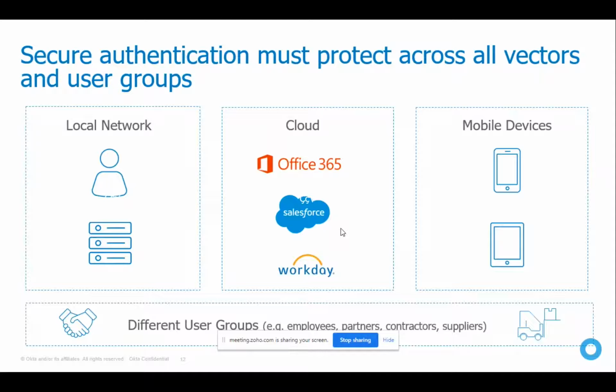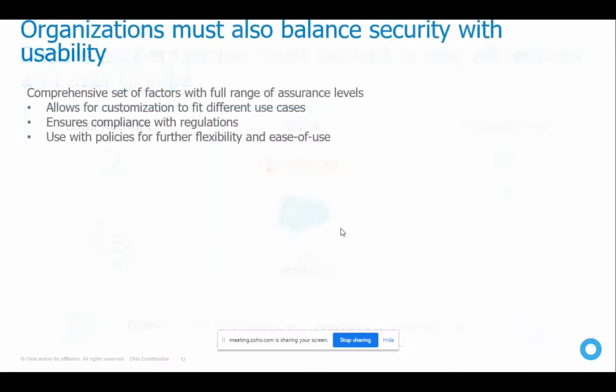So what we need is a way to securely authenticate all the users, whether internal or external, with some of the factors for multi-factor authentication. Organizations also need to balance security with usability. That means a comprehensive set of factors with a full range of assurance levels.